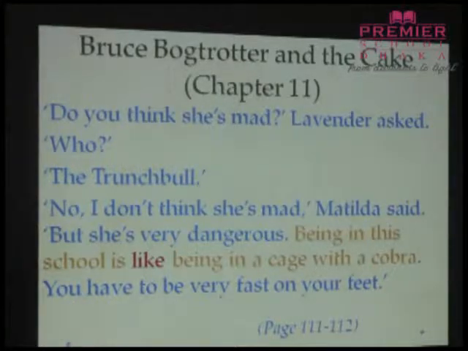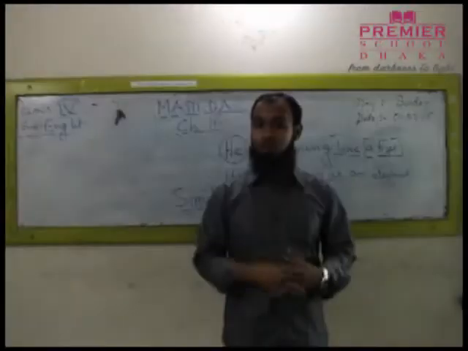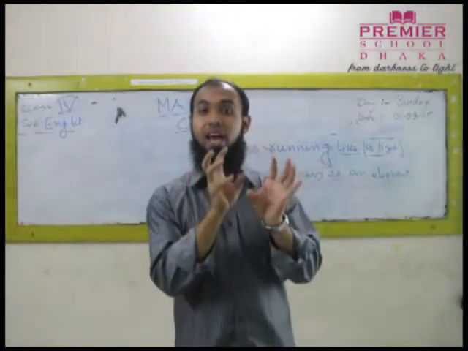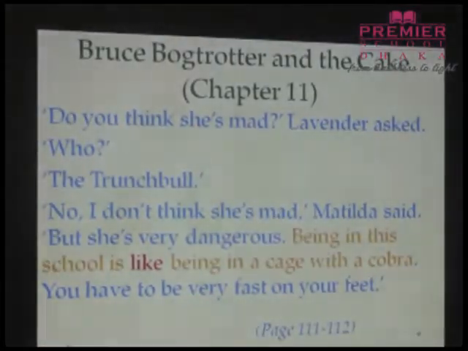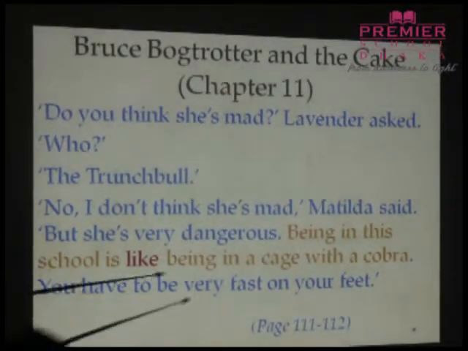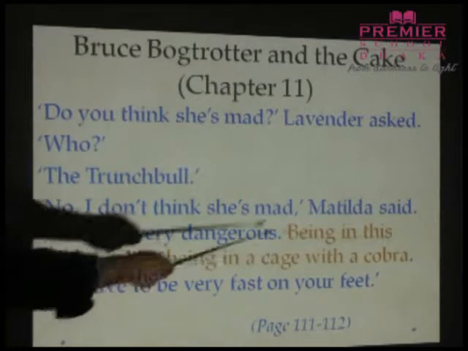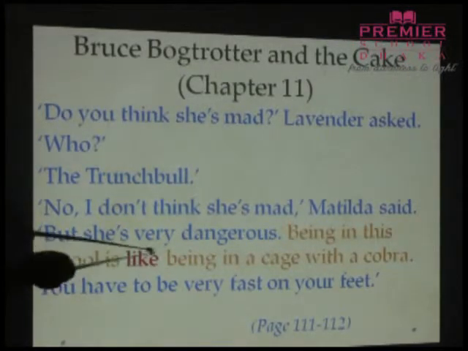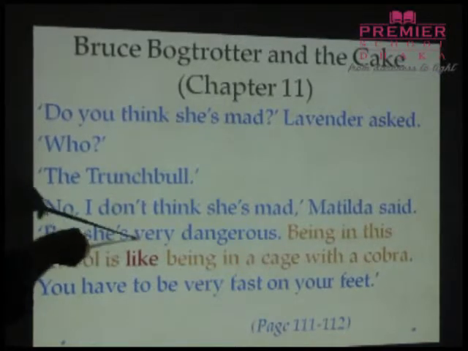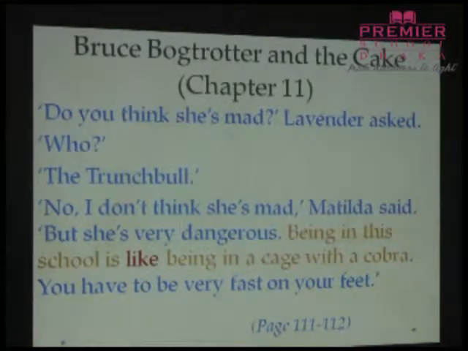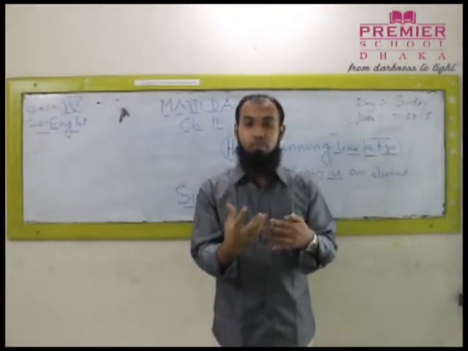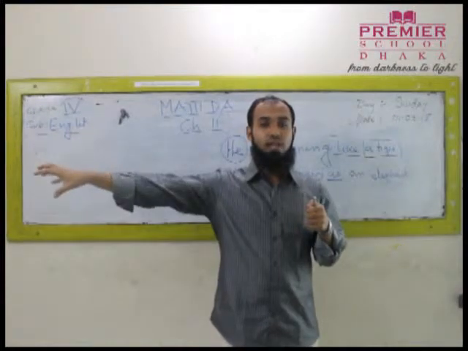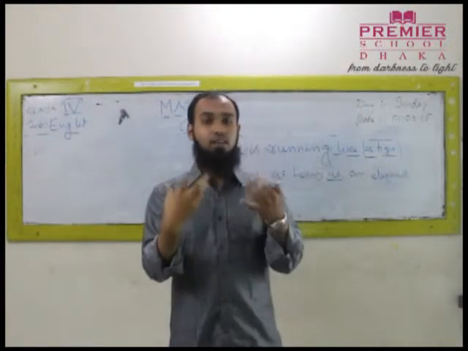So, just a few moments ago, we learned what a simile is, comparing two dissimilar things using as or like. In this example, being in this school is like being in a cage with a cobra. This is also a simile. Here you compare two things, being at school and being in a cage with a cobra, using as or like. Here it's like. So being in this school and being in a cage with a snake are compared. They share something common. What is that? It is dangerous.